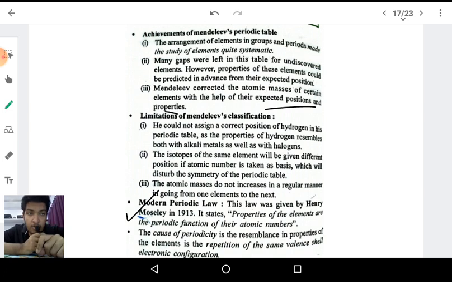The cause of periodicity, that is the resemblance in the properties of elements, is the repetition of the same valence shell electronic configuration. So if they have the same valence shell configuration, then they are supposed to have a periodicity in their properties. This was the observation which was made by Moseley through his famous Moseley curve. So there were some equations and all. Those equations we will be studying in class 11th.